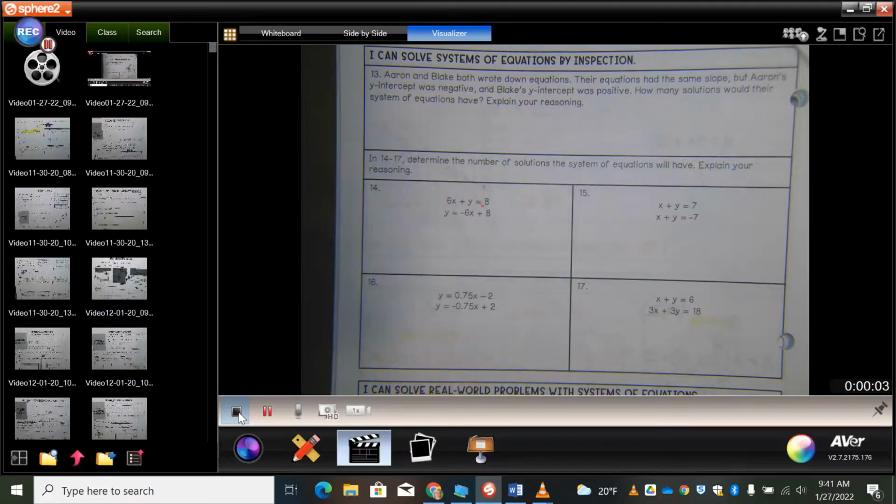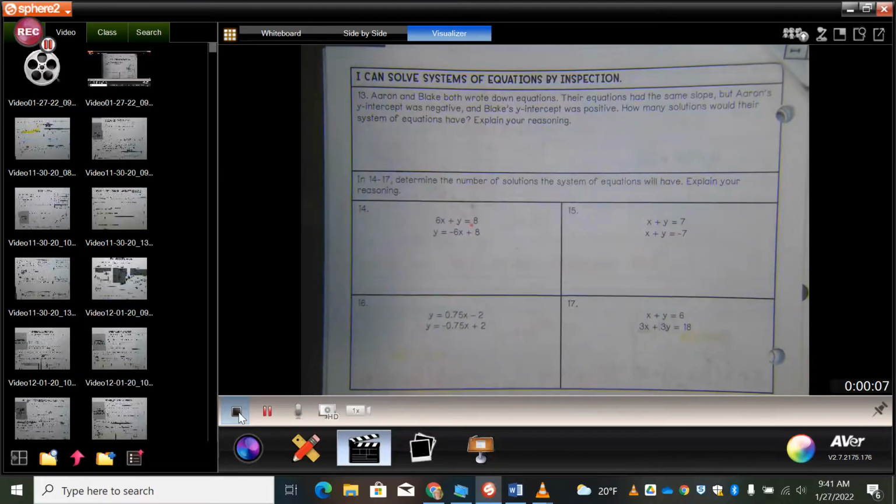All right, we're on page number 3 of our study guide for today. Aaron and Blake both wrote down equations. Their equations had the same slope, but Aaron's y-intercept was negative and Blake's y-intercept was positive. How many solutions would their system of equations have?